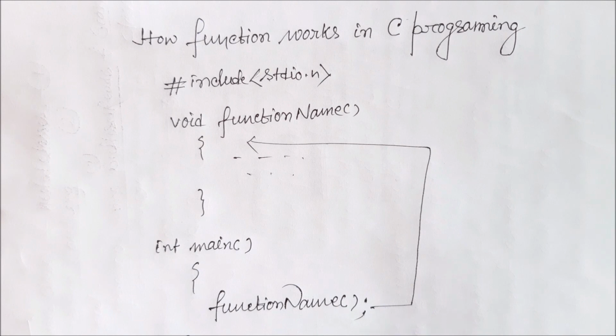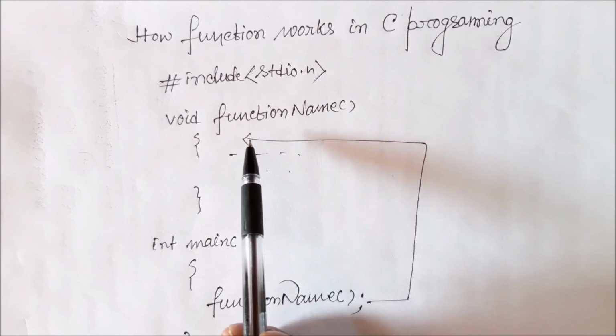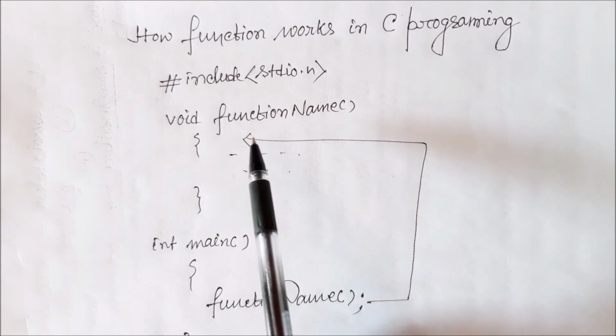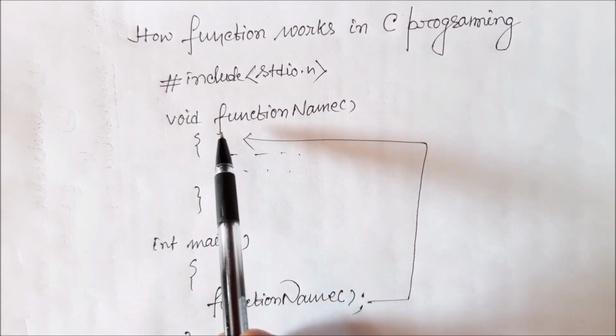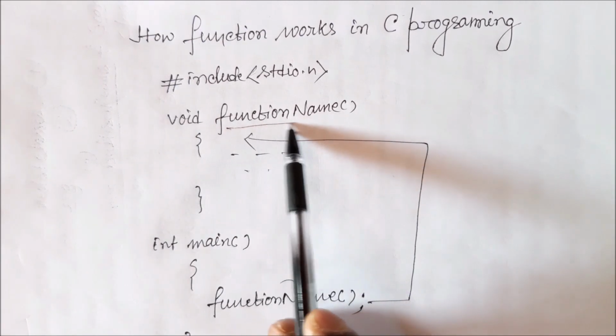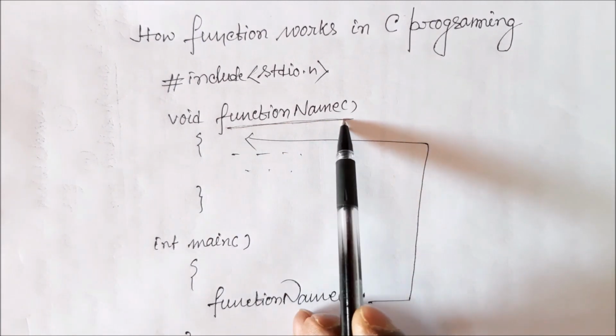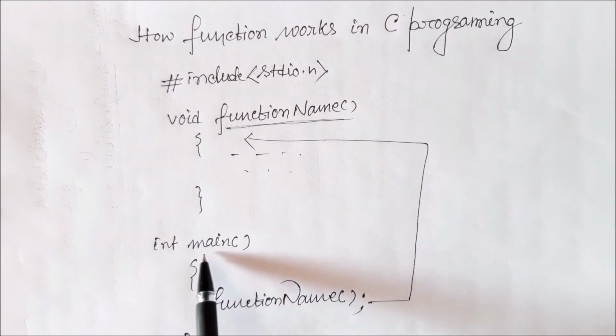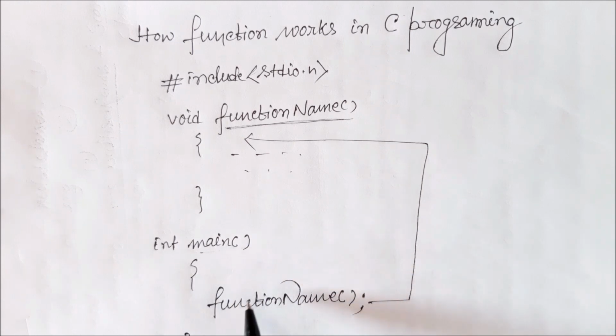Suppose this is the name of a function. I will discuss all details in a few minutes. So, for example, right now for simplicity this is the name of a function. Here the name of a function is function name, and here main is also a function, you already know that. Main is the function where the program execution starts, and the main function is called by the operating system.